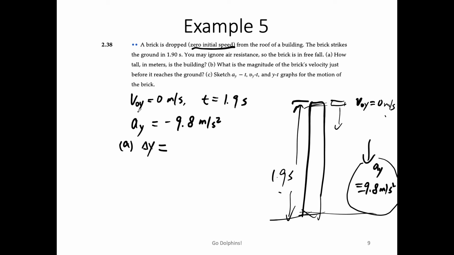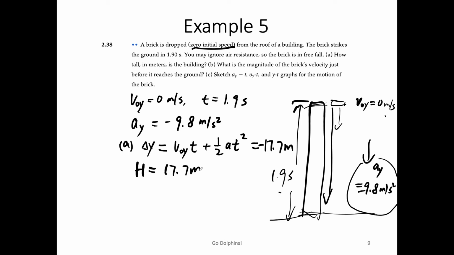So you have initial velocity and t, and you want to solve for displacement. I would use the third kinematic equation: V0y t plus 1/2 a t squared. Now, of course, your V0y is 0. You plug in everything, and you find the displacement is 17.7 meters negative. And the height of the building, of course, is going to be 17.7 meters positive.